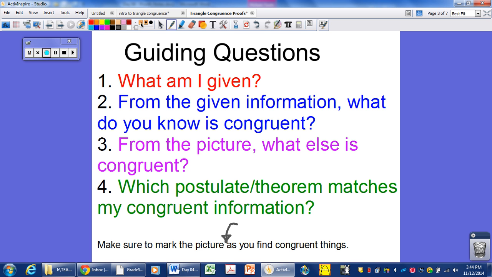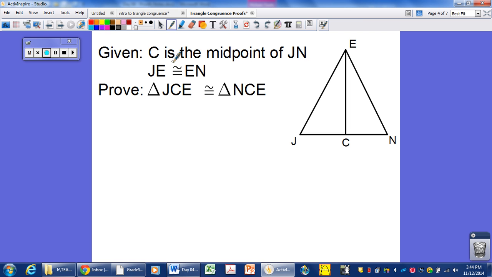I'll talk about these every single proof, because we're going to use a 2-column proof with statements on the left side and reasons on the right. So this is not a flow or a paragraph proof. This is a 2-column, pretty formal geometric proof. Statements on the left, reasons on the right.